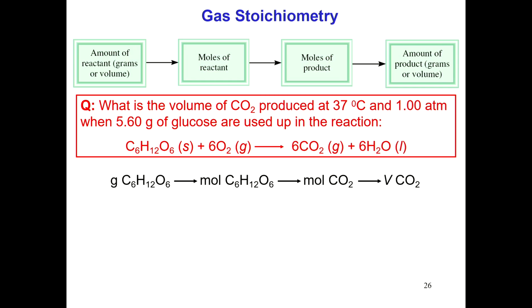So here to introduce how to use gas stoichiometry to do the calculations. For example, this question. What is the volume of CO2 produced at 37 degrees at 1 atm when 5.6 grams of glucose are used in the reaction? So this is the reaction.